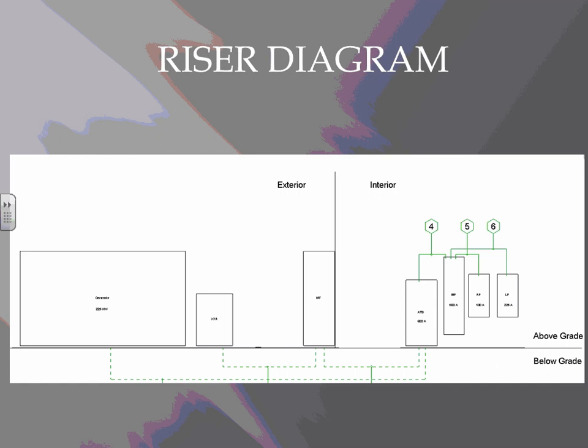Then we get into our riser. As you see here, we have our transformer that is feeding our meter. And that meter feeds our ATS. And then in the event of a power outage, our generator will get turned on by the ATS, feeding from the ATS to our main panel and to our receptacle panel. And the main panel is also feeding our lighting panel.